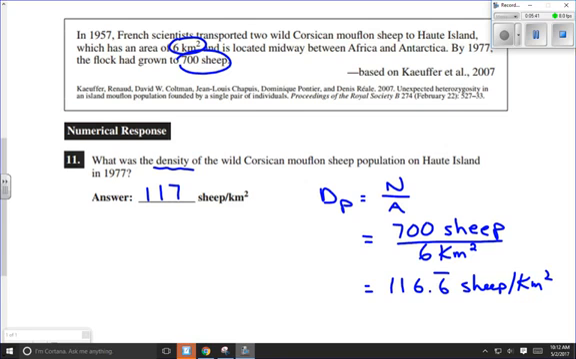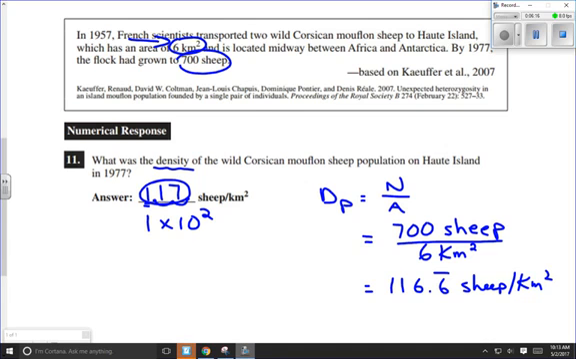However, if your teacher is pretty sticky on significant digits, technically we have only one significant digit, because right here, 6 kilometers, that's 6 kilometers squared, I apologize, is only one significant digit. So how do we write this to one significant digit? Well, we would write this as 1 times 10 to the 2, and that's because we have to take our decimal place from here and move it over 2 times, and then with one significant digit, this would just become a 1. So 1 times 10 to the 2 sheep per kilometer squared. However, if we're rounding it just to nearest whole number, 117 sheep per kilometer squared.